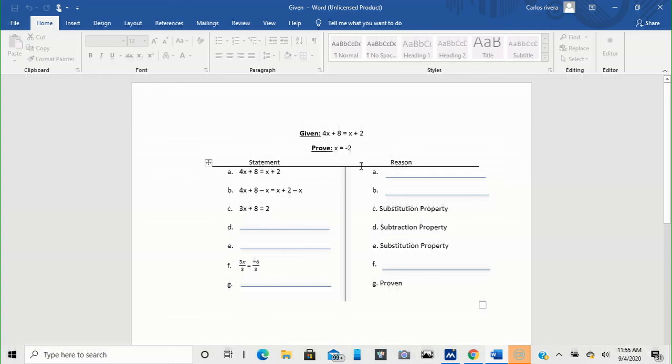Send the picture to my email. Also, take a picture of your notes. Make sure you send them in.